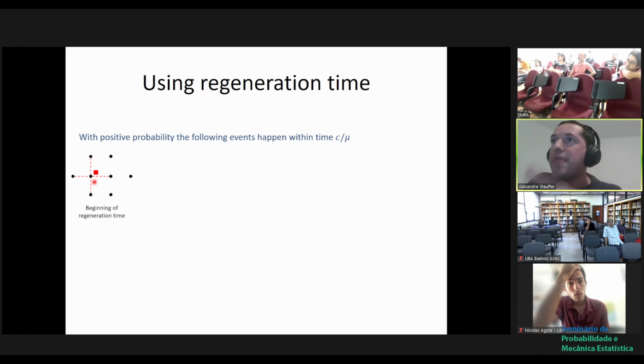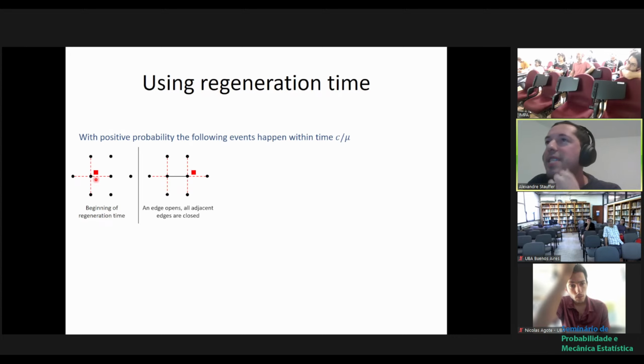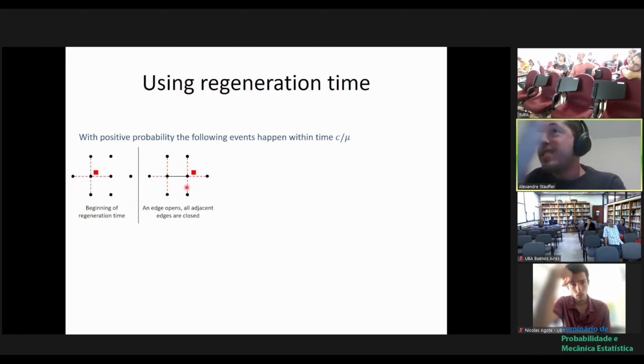So first, nothing happens until one of these four edges opens, right? Suppose it was the edge to the right. It doesn't need to be the edge to the right, but some of these four edges opens; suppose it was to the right for the picture. At some point, the walker traverses it. And when the walker traverses it, I have to see what the three edges that were star are now, because they are adjacent to the walker, and suppose they are all closed. This happens with positive probability.